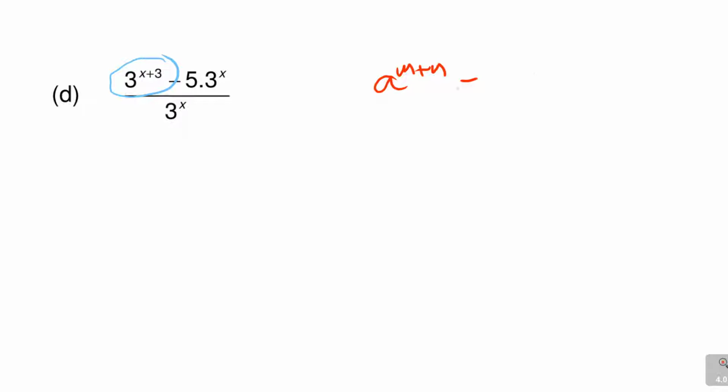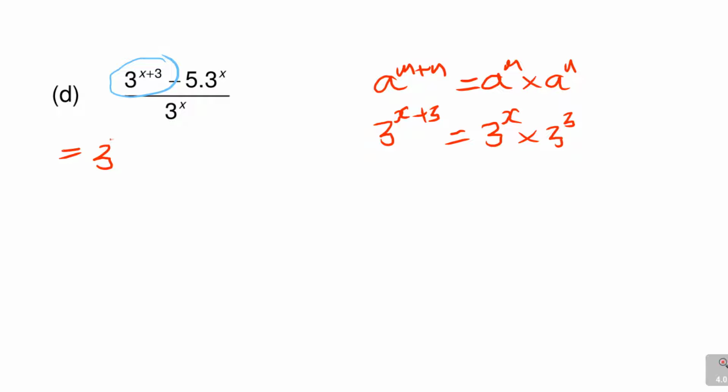M plus n. The first law. It's a to the power m times a to the power n. So which means if I give you 3 to the power of x plus 3, what will you have? It will be 3 to the power of x times 3 to the power of 3. That's what they wanted to do there. So you're going to say, which is equal to 3 to the power of x times 3 to the power of 3 minus 5 times 3 to the power of x over 3 to the power of x. See, then you can see now what is needed there is the factorization.